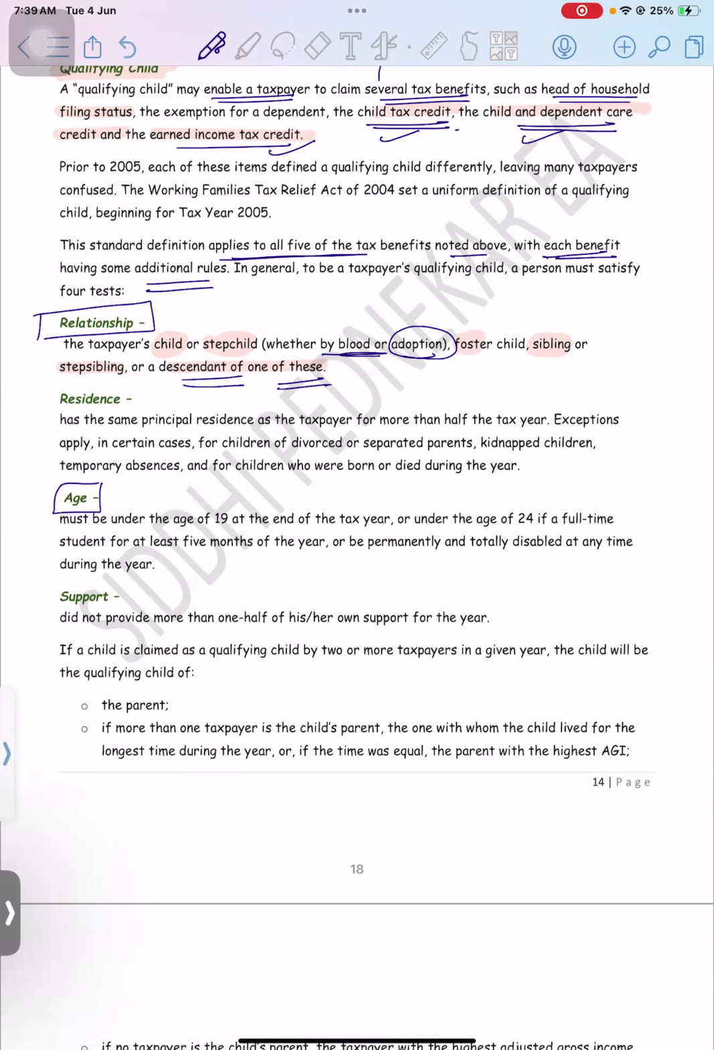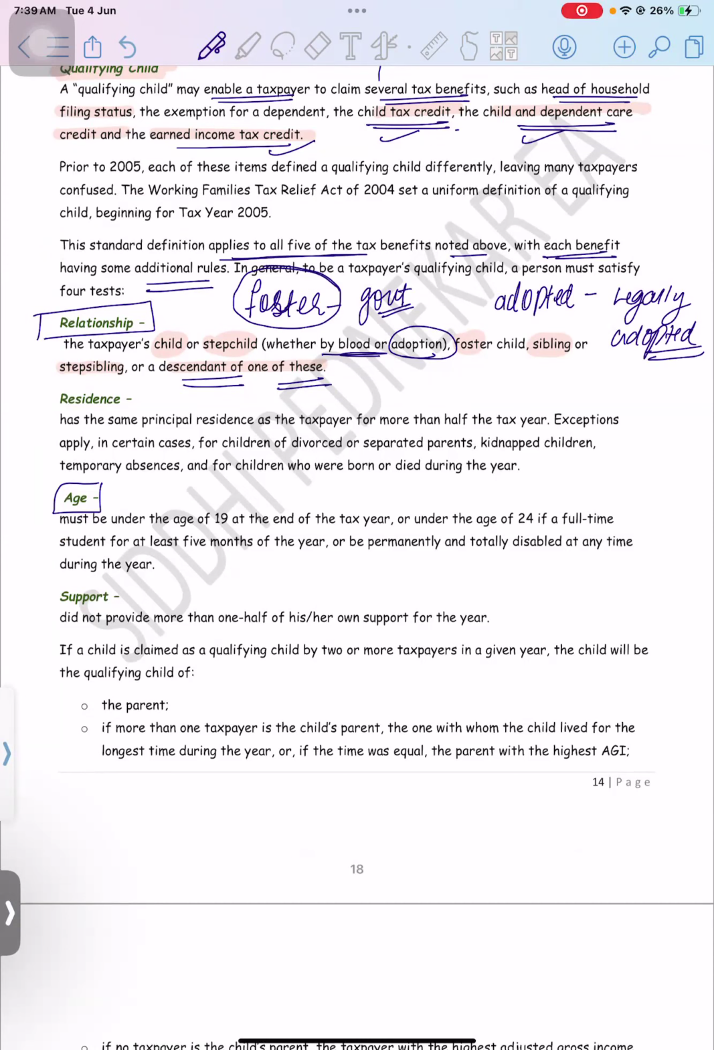Can anyone tell me the definition of foster and adopted? Yeah, a foster child is placed by the government in case of any accident or anything wrong done by you. An adopted child is one you adopt willingly. Okay, correct.